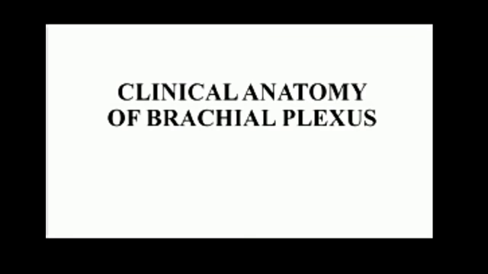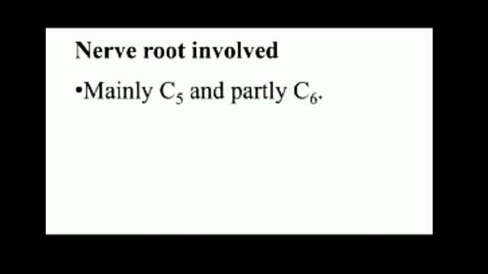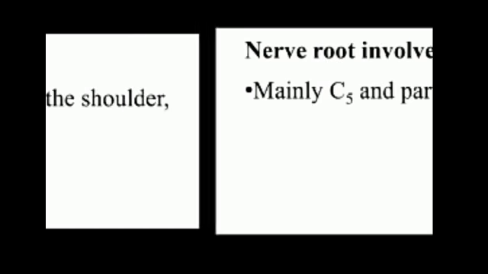Clinical anatomy of brachial plexus. Erb's paralysis. One region of the upper trunk of the brachial plexus is called Erb's point. 6 nerves meet here. Injury to the upper trunk causes Erb's paralysis. Nerve root involved: mainly C5 and partly C6.